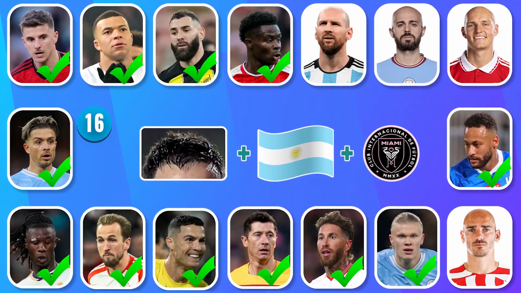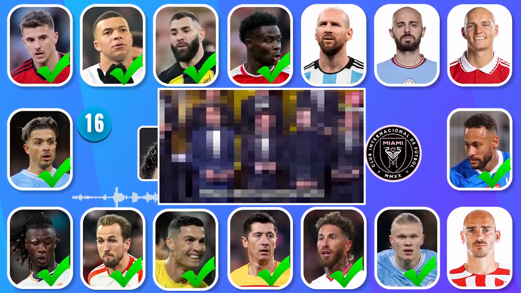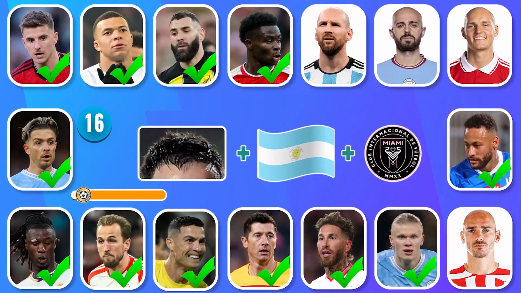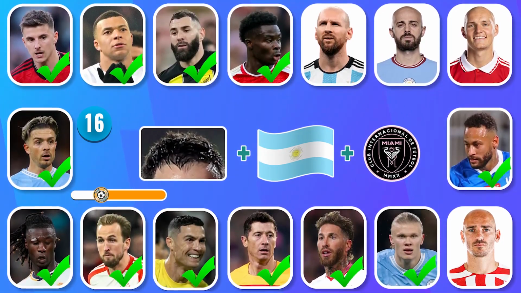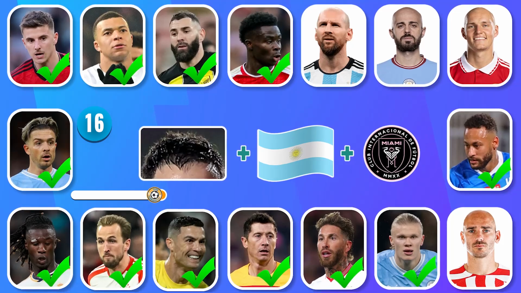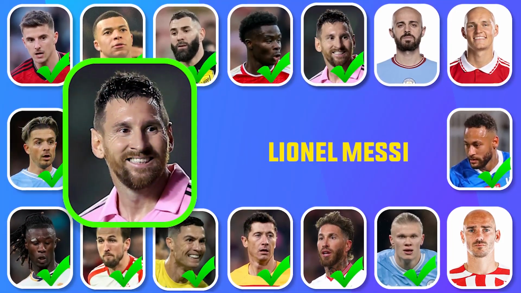Question 16. His name is Messi. Where did he get that suit and those marvelous... Do you know who this player is? Lionel Messi.